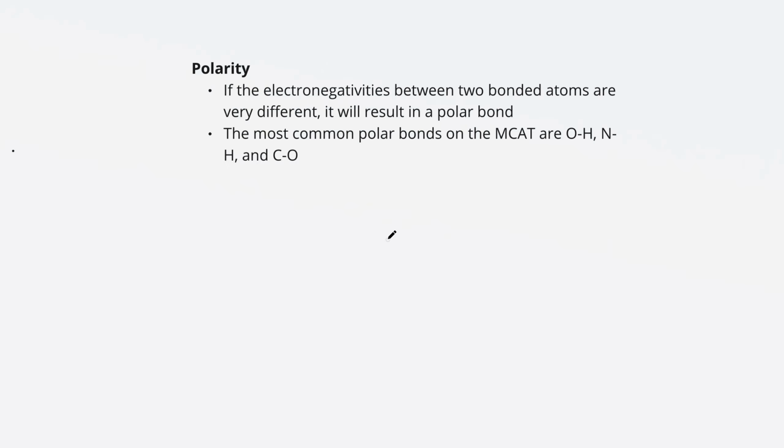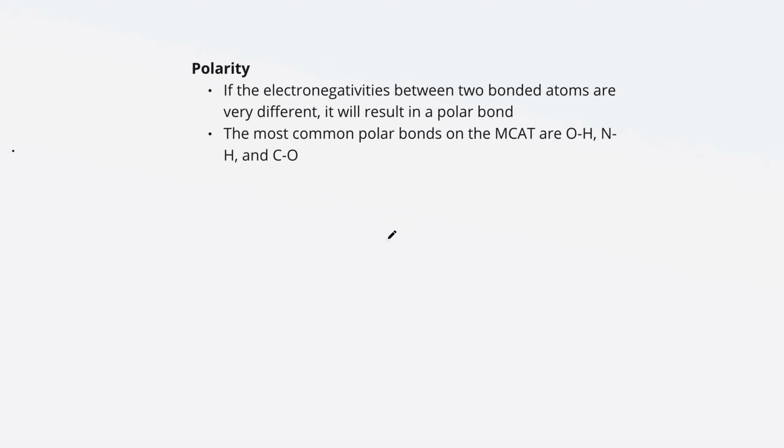Before we talk about intermolecular forces, we need to talk about polarity. And polarity uses the concept of electronegativity. So if you remember from the video about periodic table trends, we talked about electronegativity. And if you have 2 elements bonded to each other, and one of the atoms is way more electronegative than the other, then it's going to pull the electrons in that covalent bond towards it.